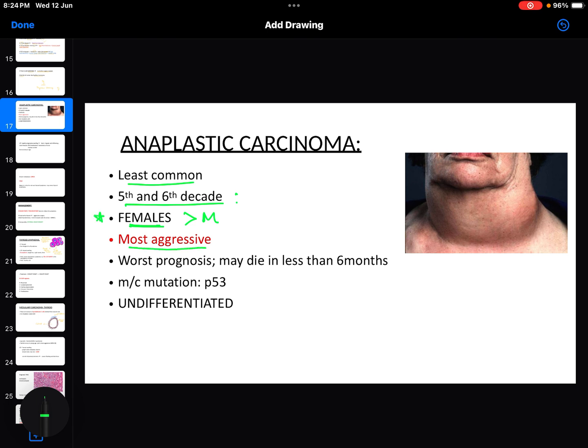It is the most aggressive type of thyroid carcinoma, so it carries the worst prognosis. The patient will die within 6 months of diagnosing this anaplastic thyroid carcinoma. The most common mutation involved is the P53 mutation and it is an undifferentiated type of thyroid malignancy. What we saw earlier, papillary and follicular, they both are differentiated types of thyroid malignancy. This is an undifferentiated type of thyroid carcinoma.